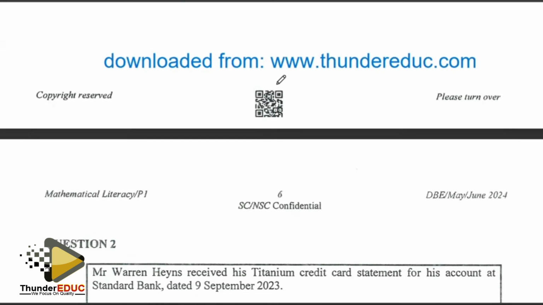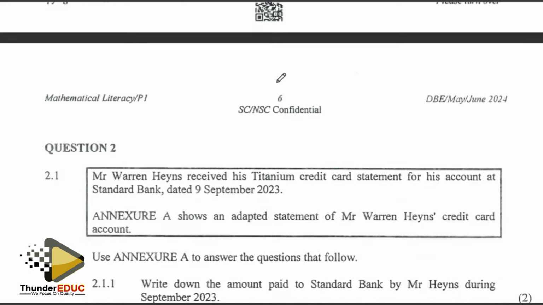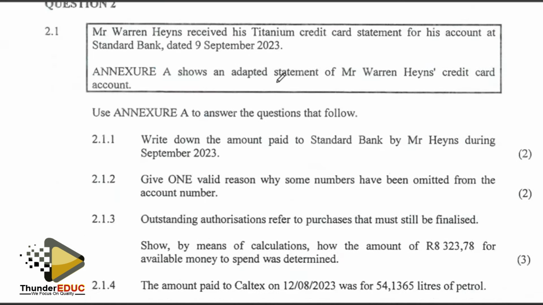Don't forget where we got the answer from, so where we got the question paper from, it was downloaded from Thundereduc.com. We look at question number 2. Mr. Warren Haynes receives his titanium credit card statement for his account at Standard Bank, dated 9th of September 2023. And the annexure shows the adopted statement of Mr. Warren's credit card. All right, let's get started.